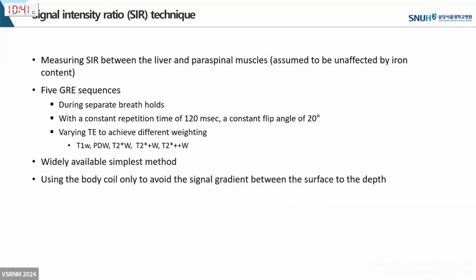The last one is the signal intensity ratio technique. It measures the signal intensity ratio between the liver and an unaffected organ, usually paraspinal muscles. This SIR method generates 5 GRE sequences during separate breath holds with the following execution settings. As a result, 5 different weighted images were generated. It is a widely available, simple method.